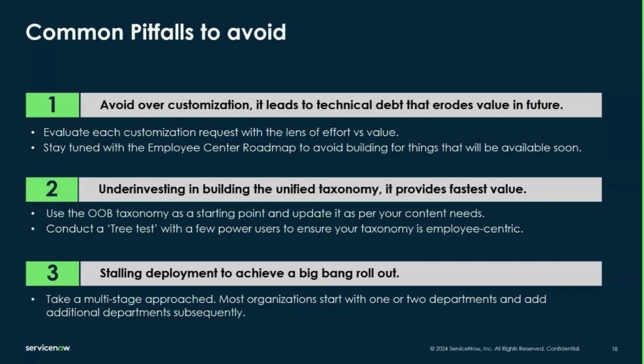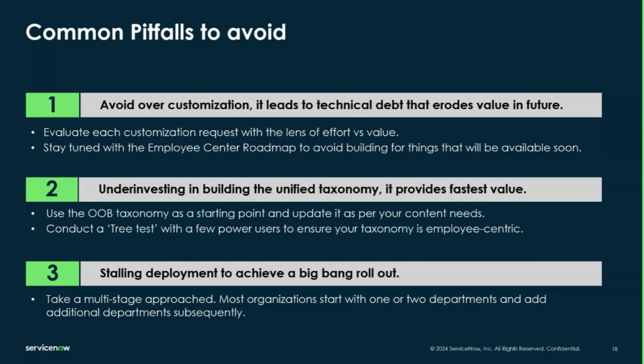The third common pitfall is that people are often trying to build a big bang rollout. Instead, what most organizations that are successful with this do is take a multi-stage deployment approach. Many organizations even start with only 1 or 2 departments, and once they have achieved success with that, all the other departments automatically come running saying, hey, we want to be a part of this journey too. So it's not necessary that you start from the very end of the maturity curve. Start small, start slow, and then add additional departments and features as you mature.